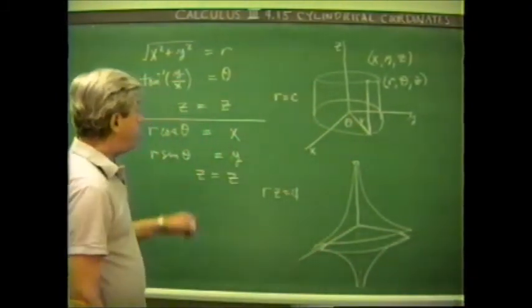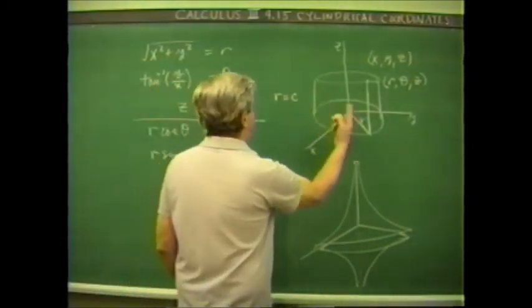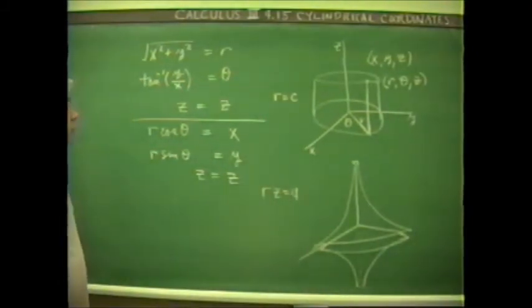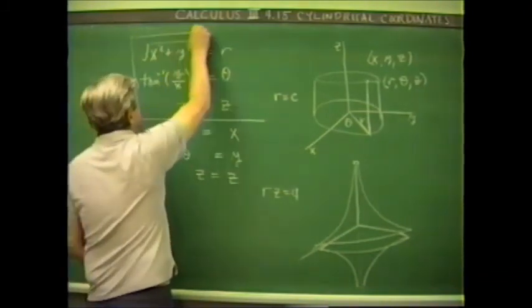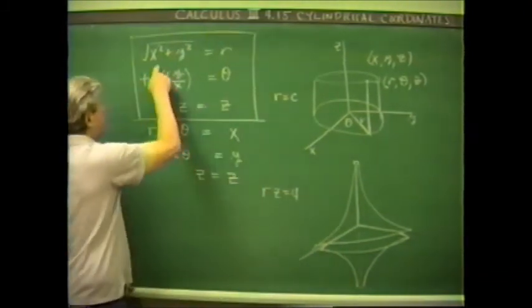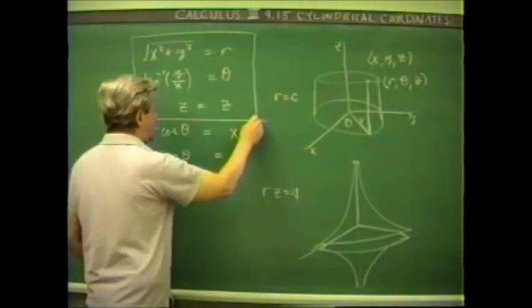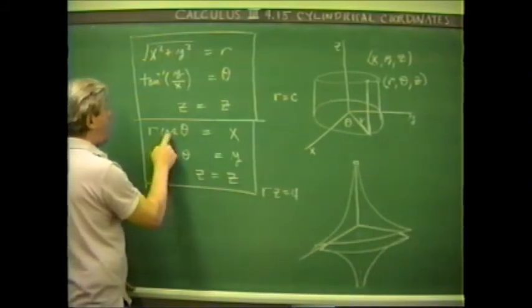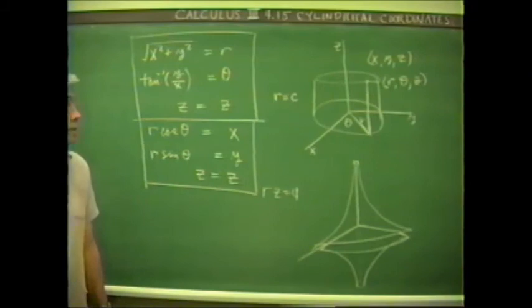So for dealing with rotations, cylindrical coordinates are frequently more useful. This first formula allows you to change from x, y, z rectangular coordinates to cylindrical. And the second one allows you to change back. If you've got r, theta, and z, you can get x, y, and z in this fashion right here.